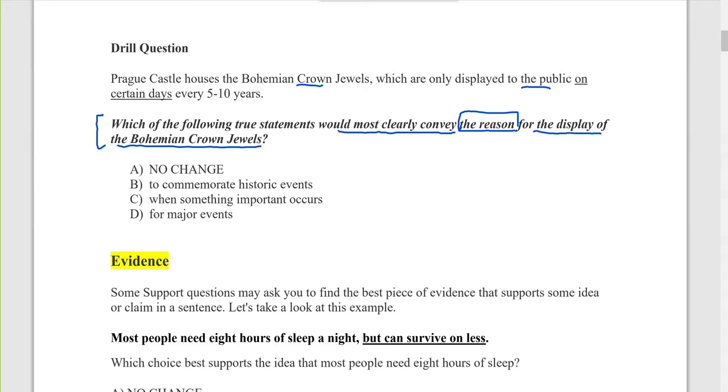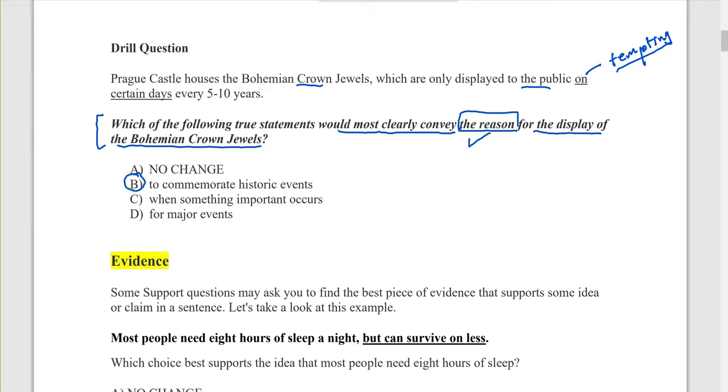I'm waiting for you. Let me tell you this: for some people on certain days, that's tempting. What's tempting? Like what some people say. What's the problem here? Which are only displayed to the public on certain days every 5 to 10 years. What is the problem here, teacher? Nothing, but it has to do mainly with the question. I need something that would most clearly convey the reason for the display of the Bohemian crown jewels. So that's the reason.